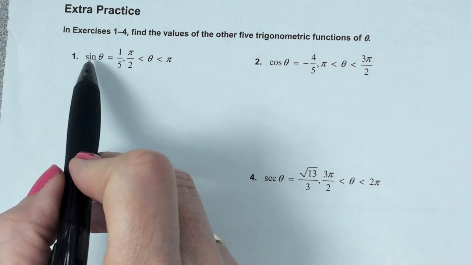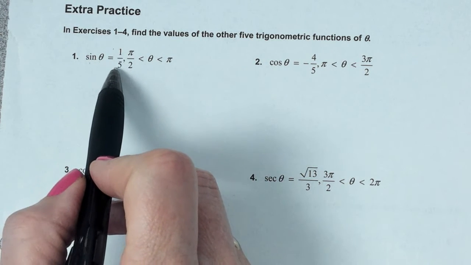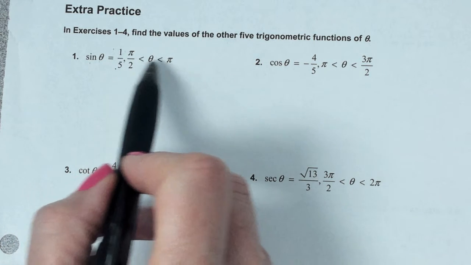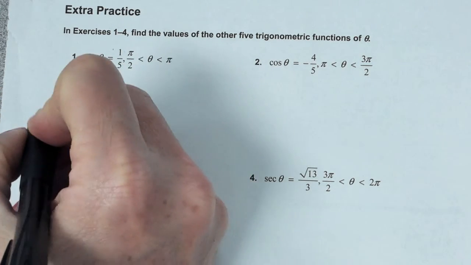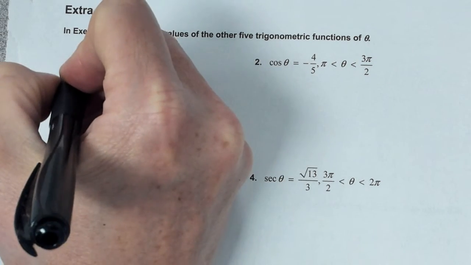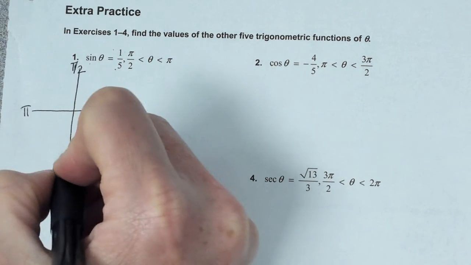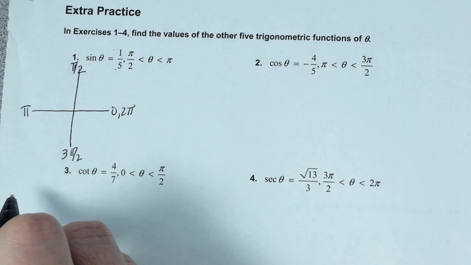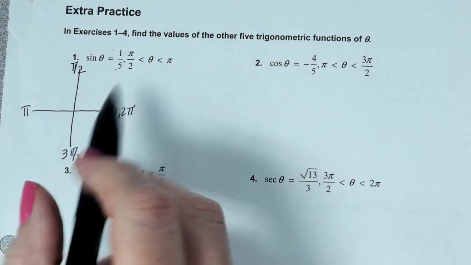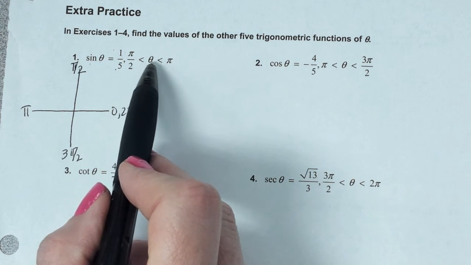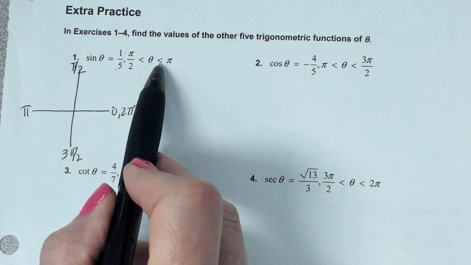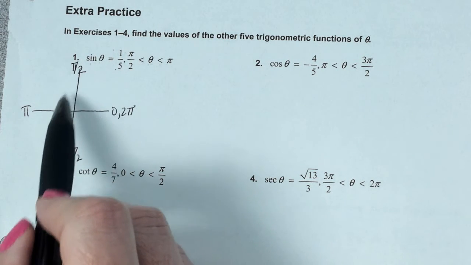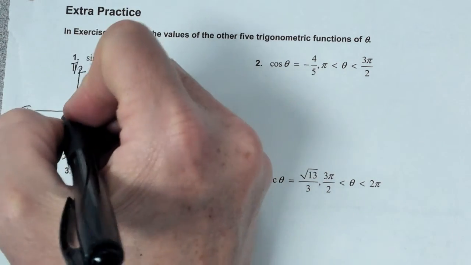All right. So this is saying that the sine of theta is 1/5, and it's saying that theta is in between pi over 2 and pi. We have to draw a picture. This is 0, this is pi over 2, this is pi, this is 3 pi over 2. This can be thought of as 2 pi. So which quadrant are we going to be in if our angle theta has to be in between pi over 2 and pi? Pi over 2 and pi would put us in the second quadrant.